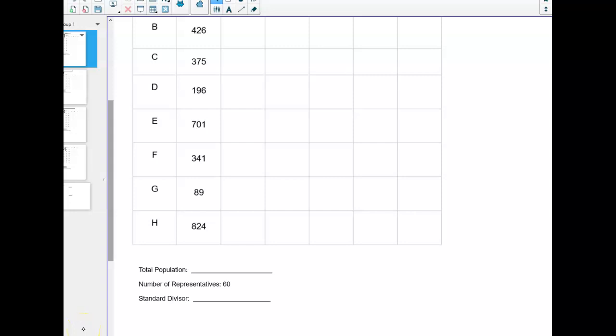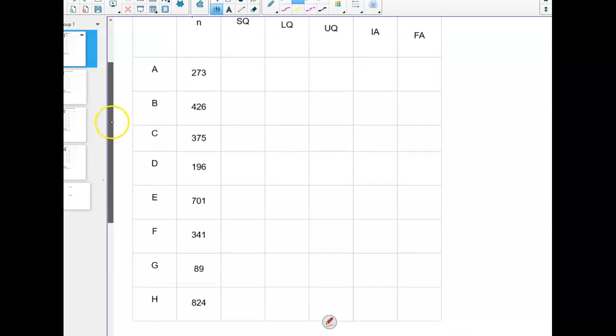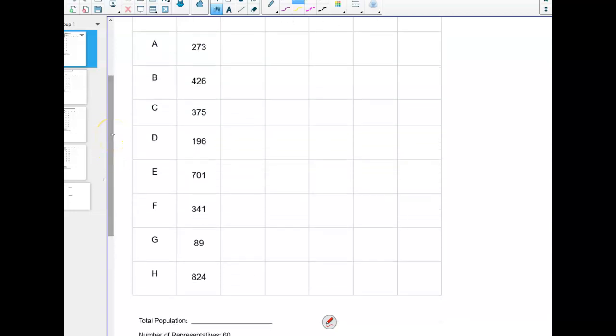So in terms of our review for Hamilton, Jefferson, and Webster method, the first problem on your test will be a Hamilton method problem. It's the one problem where you're going to have to get all the information. All the other problems, I will give you the standard quota, and you just have to solve from there. But I do want to make sure you can find out a standard quota first on your own.